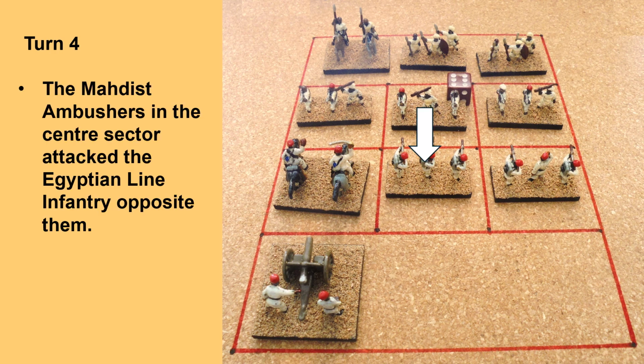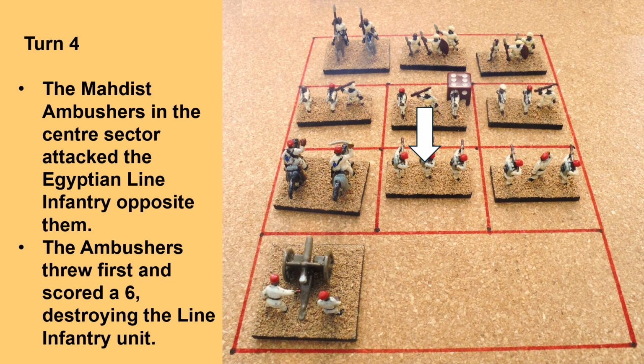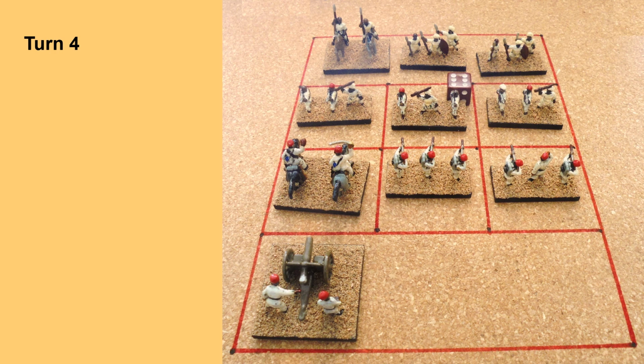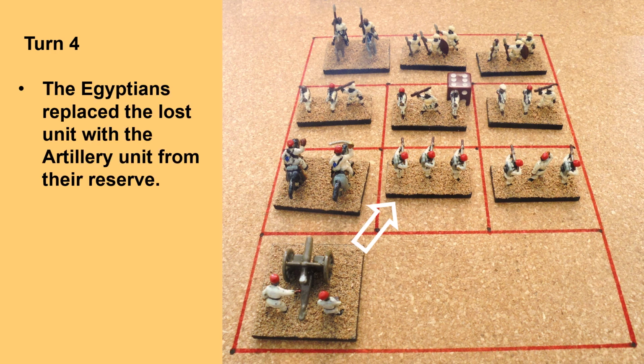In the fourth turn, the Mahdist ambushers in the central sector attacked the Egyptian line infantry opposite them and threw a 6, which destroyed that line infantry unit. It was then replaced by the last remaining Egyptian unit in the reserve, which was the artillery.